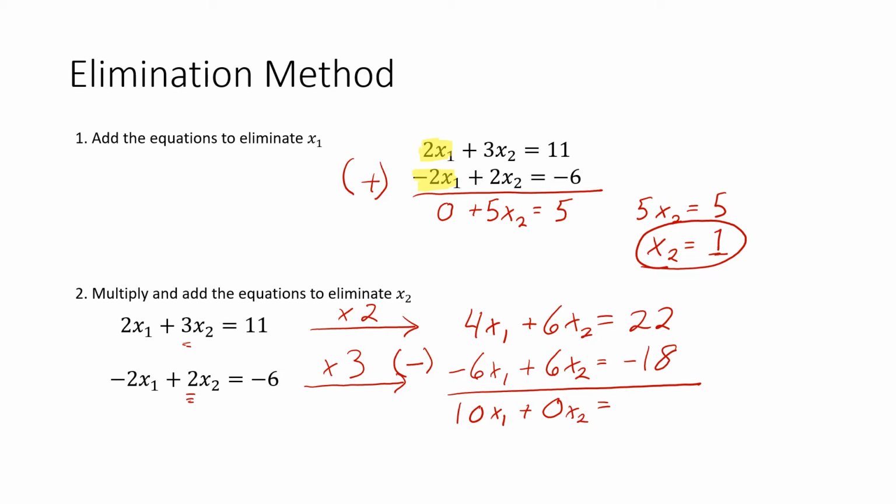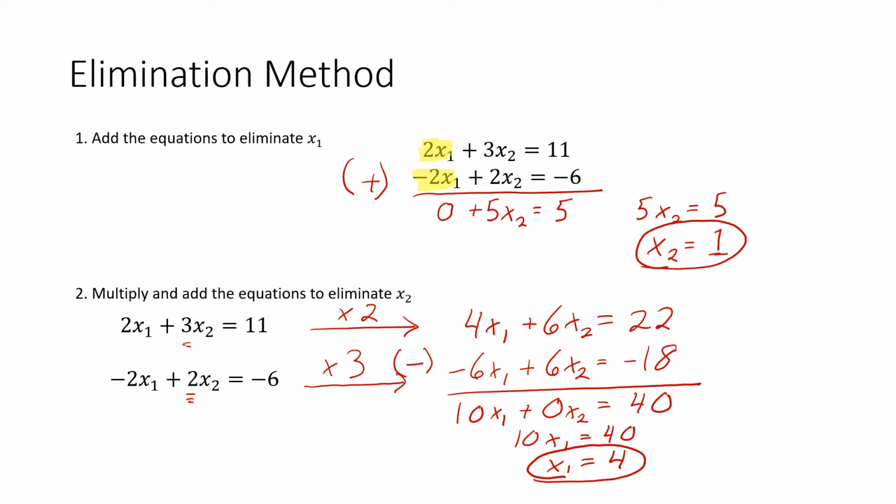22 minus negative 18. Again, subtracting a negative number, change it into a plus. So that becomes 22 plus 18 equals 40. What do I have here? I have that 10x1 equals 40. And x1, when we divide through, equals 4. And there is a solution.